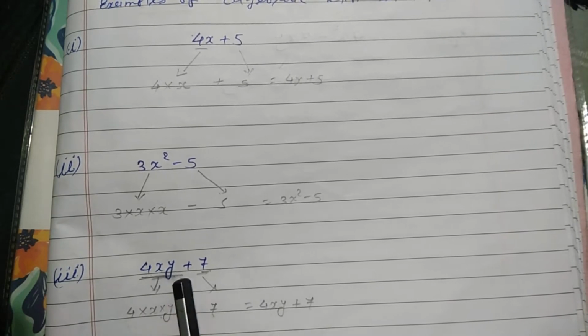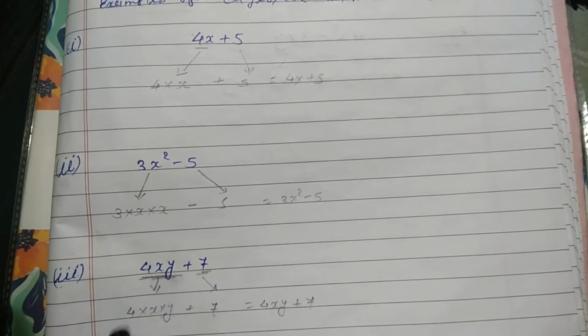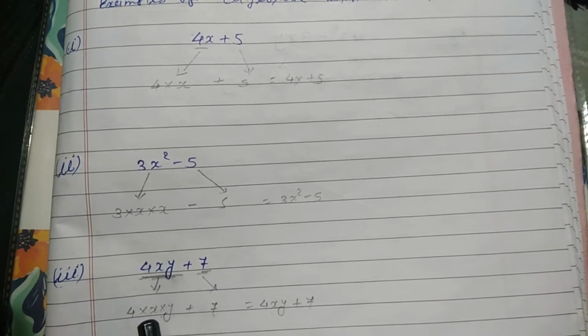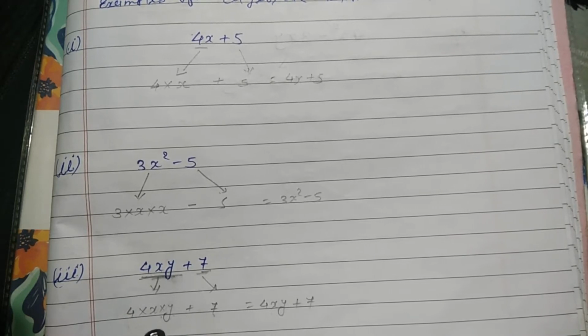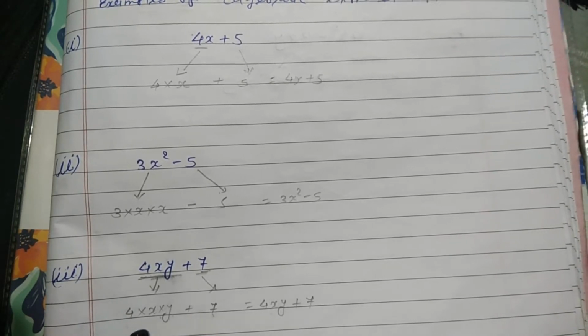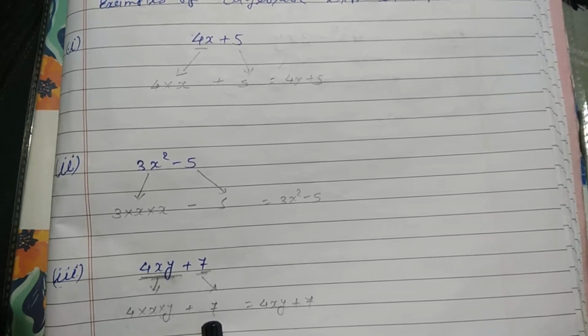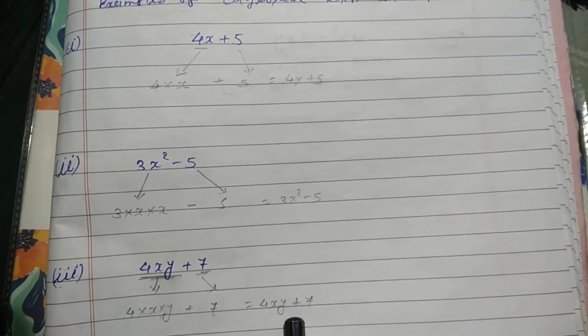Here, 4xy plus 7. When we multiply the number 4 with variable x and variable y, and when we add this multiplication to the constant 7, we get 4xy plus 7.